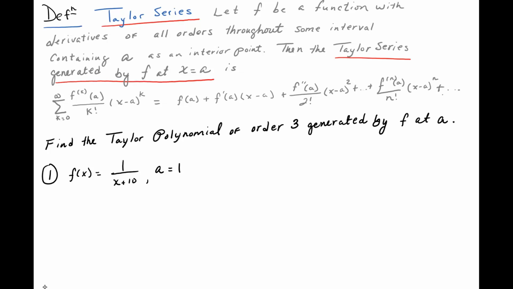It is equal to f of a plus f prime of a times x minus a, plus f double prime of a over 2 factorial times x minus a squared, plus so forth and so on. The nth order derivative over n factorial times x minus a to the nth, and so forth and so on.